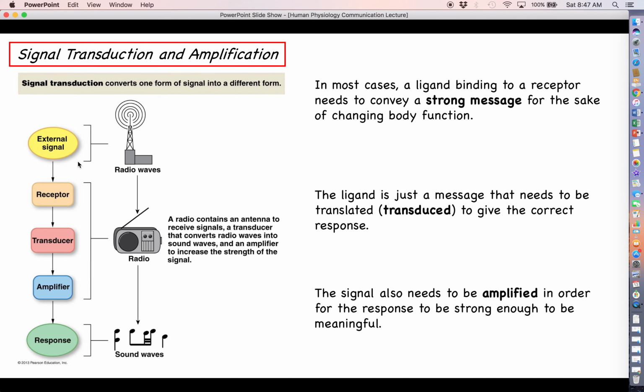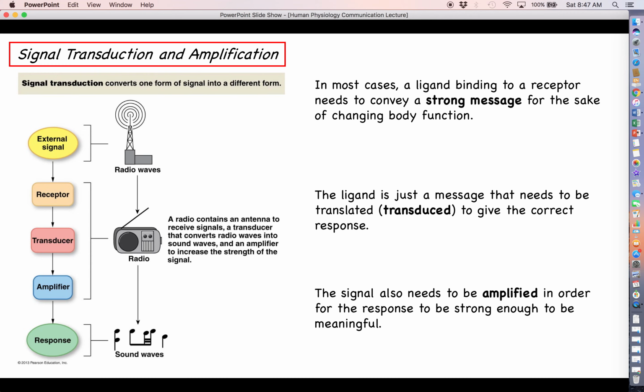So the external signal here, if anything is going to be the ligand, in this case, it's going to be the radio waves. So the radio waves are carrying a message that needs to be picked up. Just as we said that if a cell is going to respond to a ligand, that cell has to have a receptor for that ligand. So if our radio is going to pick up those radio waves, it has to have an antenna. So the antenna is going to be our receptor in this case.